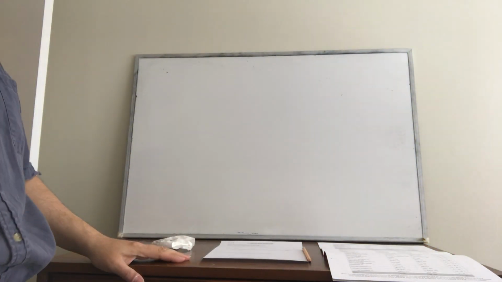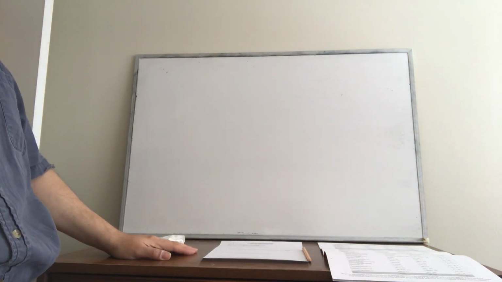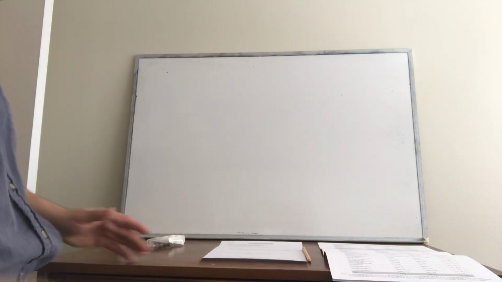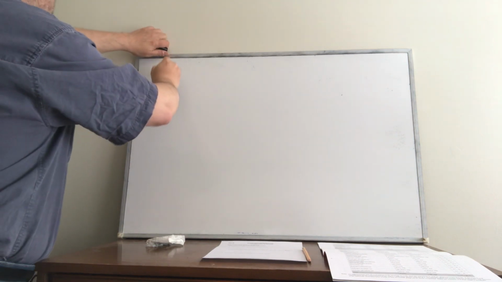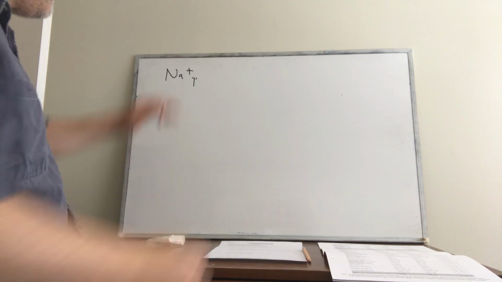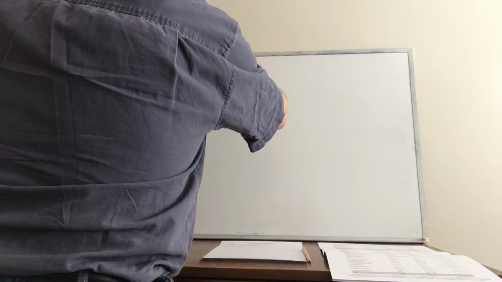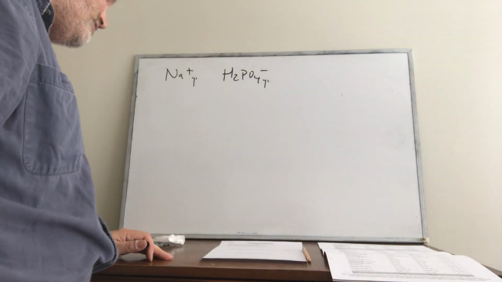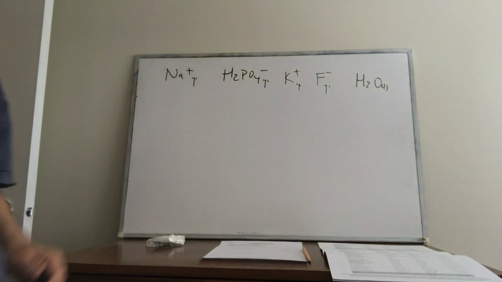Welcome back. So hopefully you've had a good opportunity to try practicing that second question. So let's go through it together. A solution of sodium dihydrogen phosphate, so sodium Na+, dihydrogen phosphate, H2PO4 1-, is added to a solution of potassium, K+, fluoride, F-, and it's a solution, so water is present. Okay, that was our first step.